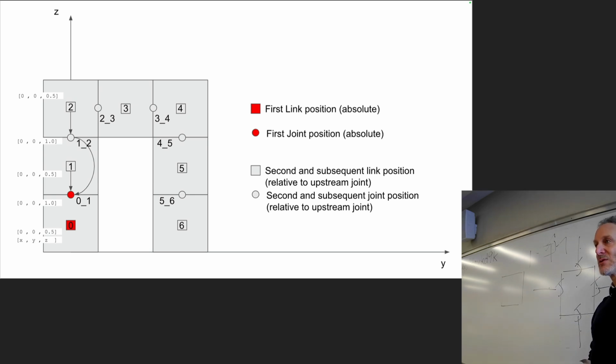They require absolute coordinates because this joint here has no upstream joint. The knee joint that connects this lower leg to this upper leg does have an upstream joint. So this one would have relative coordinates. This one would have absolute coordinates.